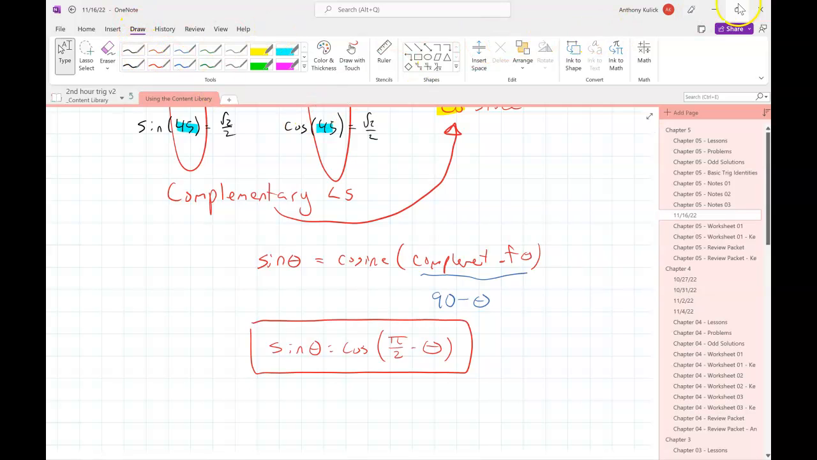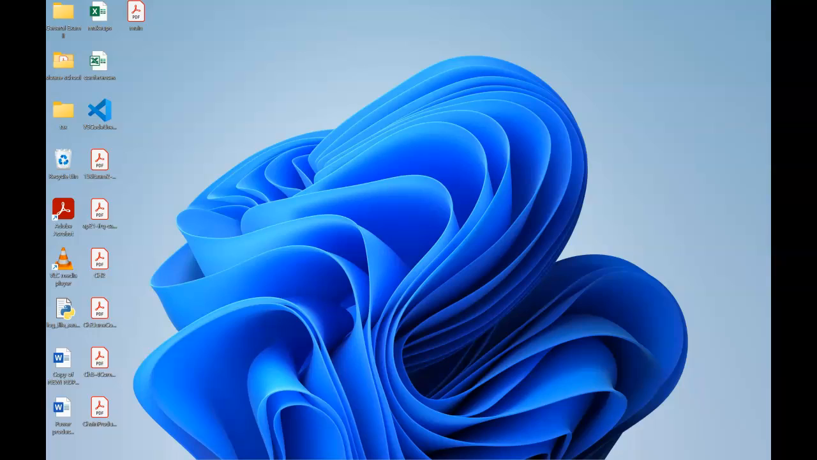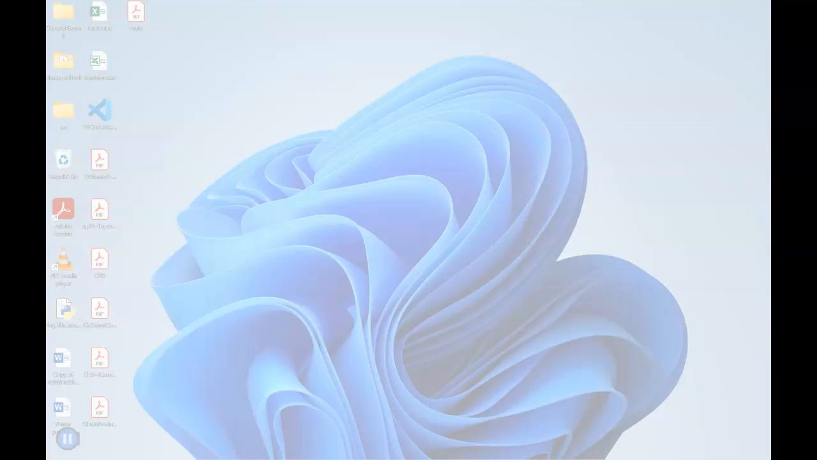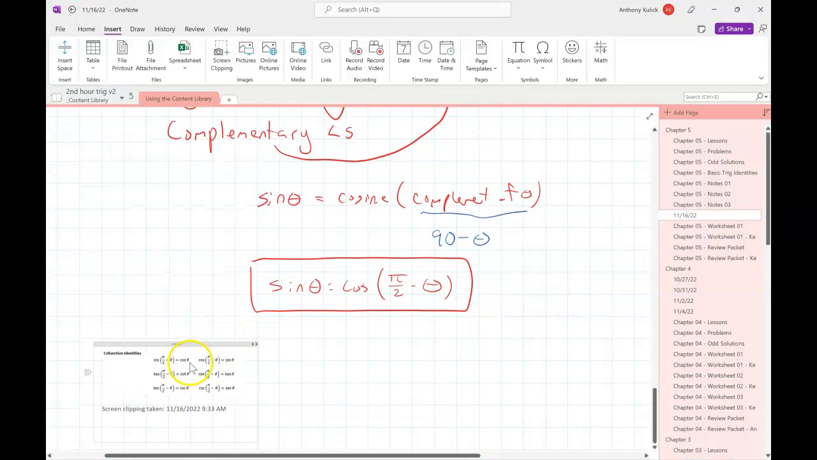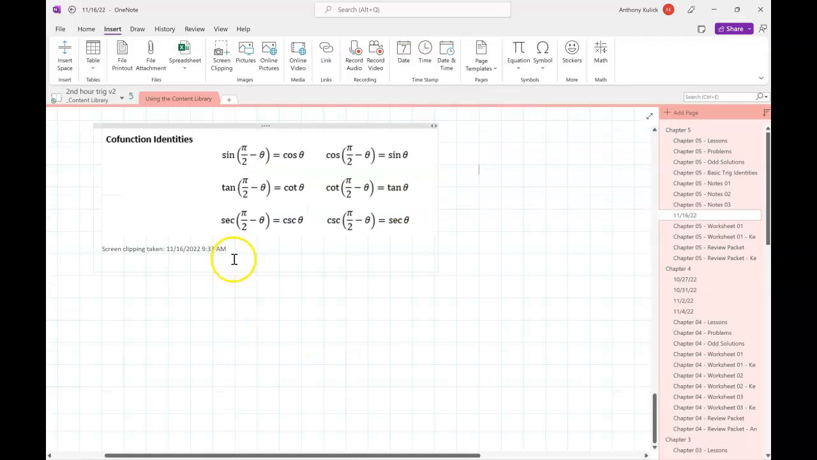And we can do that for every co-pair. So sine and cosine, this relationship holds. Cosecant and secant, this relationship holds. Tangent and cotangent, this relationship holds. So when we build that out, we end up with the 6 co-function identities.